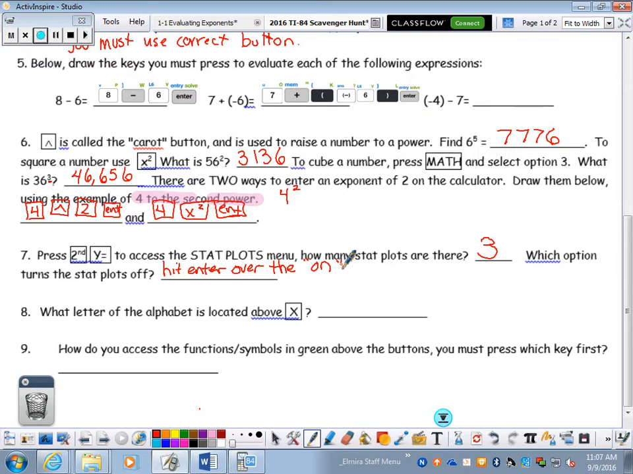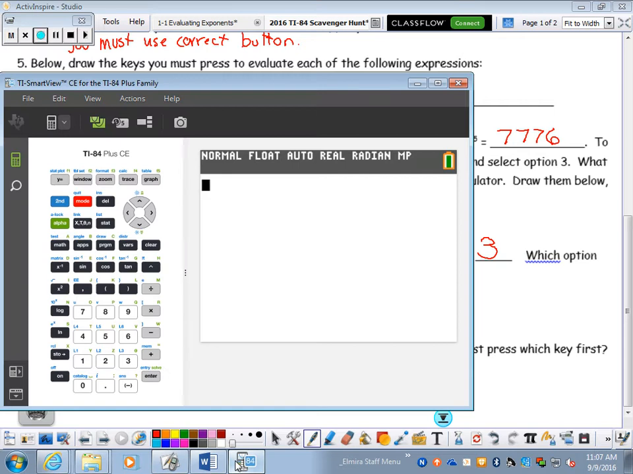Alright, what letter of the alphabet is located above X? Well, the X is right down here. If you see my little arrow circling over the X, and the letter above it is S. Okay? You're going to figure this out eventually, even if I didn't tell you, but up here there's a green button called the alpha button, and it means that if you press it, you can alpha, and you can either press it one button at a time, or you can alpha second and alpha lock.